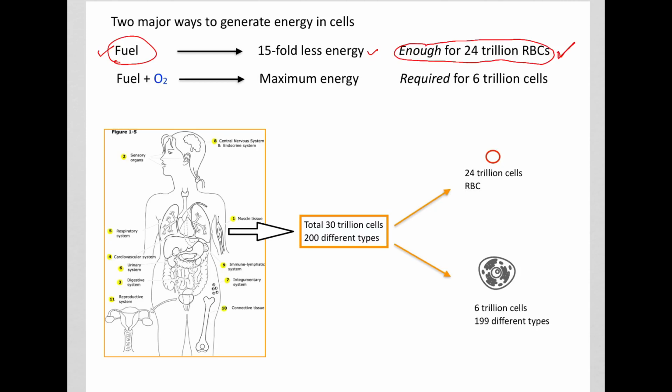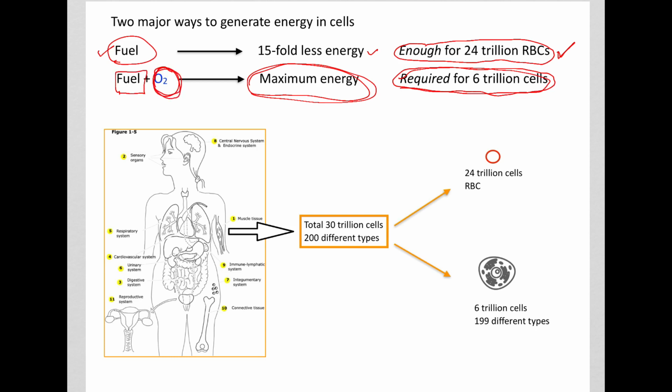However, for the remaining 6 trillion cells that are not red blood cells, this is not enough. We need to generate much more energy, maximum energy. And this can be done if these cells have fuel plus oxygen. Okay, so we need an additional requirement here, and that is oxygen. So red blood cells do not need oxygen for energy generation. The rest of the body cells do.